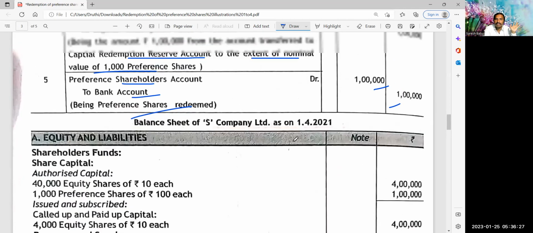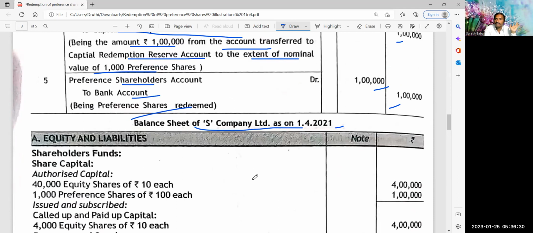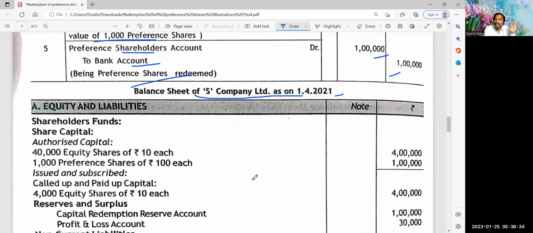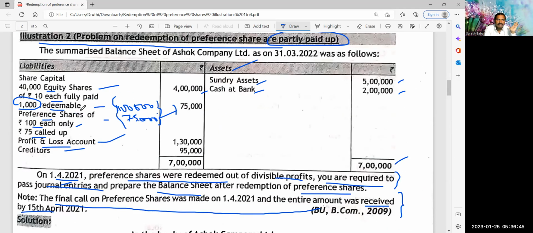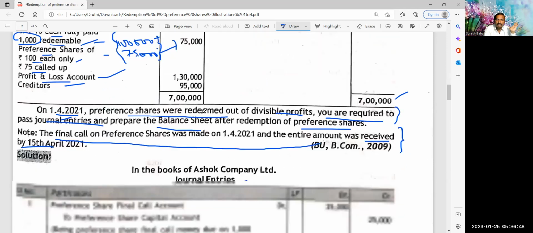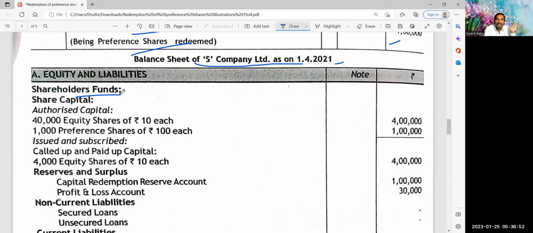Let us see the vertical form of the balance sheet. As we know, redemption of preference shares does not result in reduction of authorized capital. So while writing the balance sheet liability side, 40,000 equity shares and 1,000 redeemable preference shares both have to be recorded first. Shareholders' funds, share capital, authorized capital: 40,000 shares of rupees 10 each, 4 lakh; 1,000 preference shares of 100 rupees each, 1 lakh. Don't forget to draw this line; this will not be taken into account. This should be written, that is a formality.